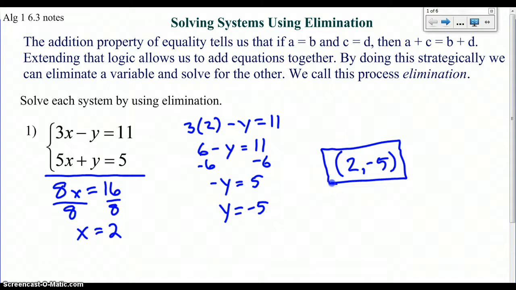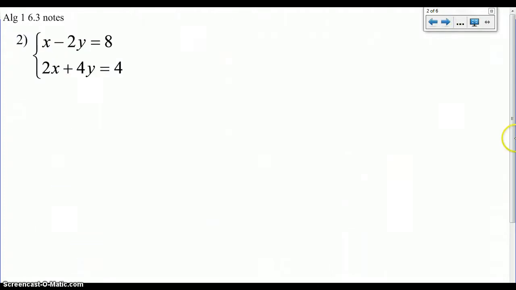You could get that same answer by graphing. You would find that that's where the two lines intersect. If you use substitution, you should get the same answer as well. Of course, it always is possible to go ahead and check your solution, 2, negative 5. I would plug it into the second equation since we used the first to solve for y. 5 times 2 is 10 plus negative 5, so 10 minus 5 is 5. That's absolutely correct. We've got a good answer.